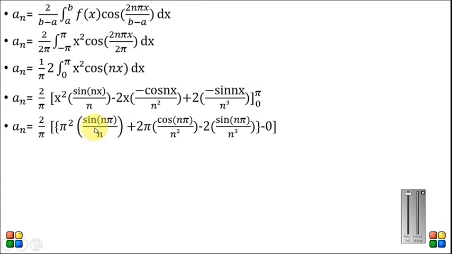Then after putting the limits, that is 0 and pi here, pi square sin n pi by n plus 2 pi cos n pi by n square minus 2 sin n pi by n cube, minus 0, right? Because for the lower limit x will be 0, that's why this term will be 0, this term will be 0, and this term will be 0.